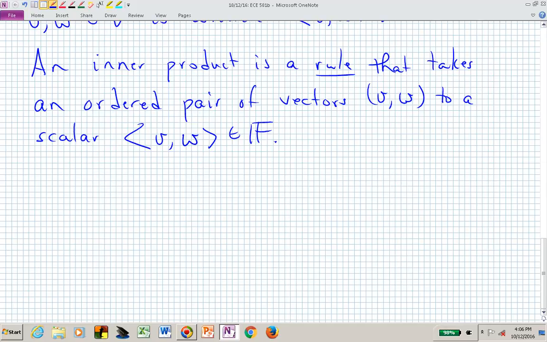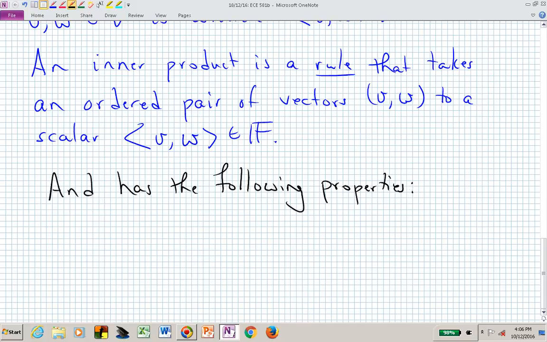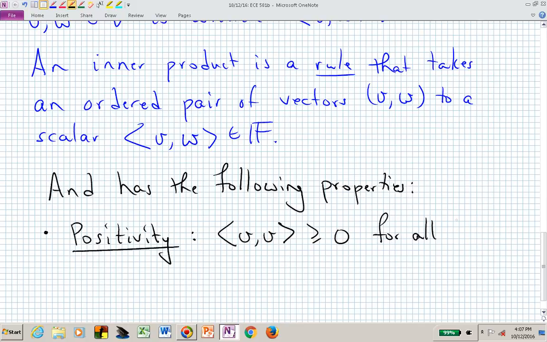In order to do that, we want this rule to actually satisfy or possess certain properties, and now we'll list those properties. So this inner product is taking two vectors into a scalar and has the following properties. One is the property of positivity. It's always nice to be positive, so we're giving this inner product a positive attitude. Now, we're dealing with positivity, which means that if you take the inner product of a vector with itself, that's going to be greater than or equal to 0 for all v, an element of the vector space.